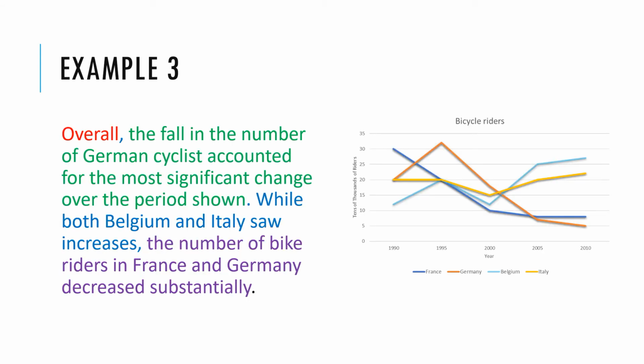And in our final example: Overall, the fall in the number of German cyclists accounted for the most significant change over the period shown. While both Belgium and Italy saw increases, the number of bike riders in France and Germany decreased substantially.